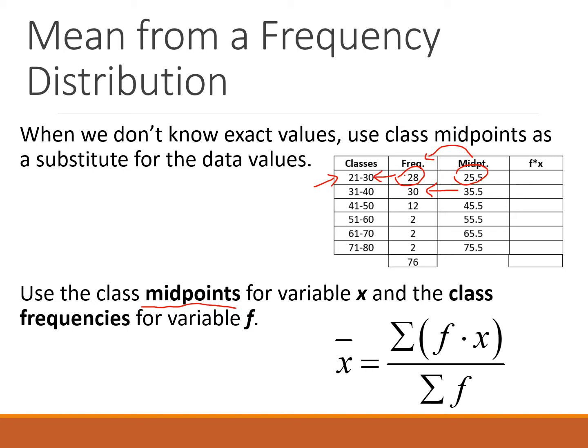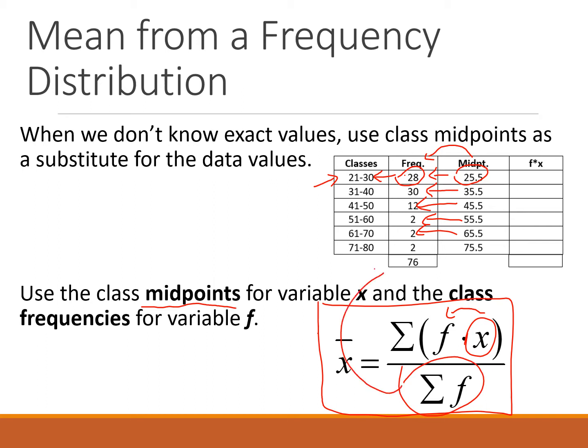So for the mean of a frequency distribution, we're using this equation right here. Okay, x is the midpoint. That gets multiplied by however many there are, so 28 times 25.5 for this first one. Okay, we do the same thing for each one of these classes, multiply the midpoint by how many there are. And in the end, we're going to divide by the total sum of the frequencies, or in other words, how many data elements we have in our data set.